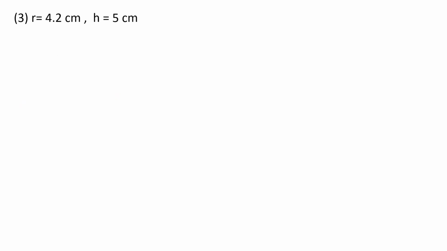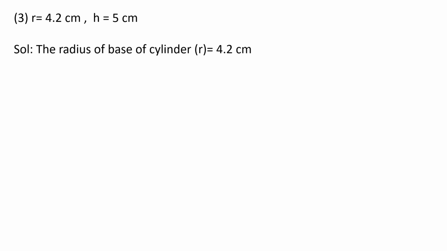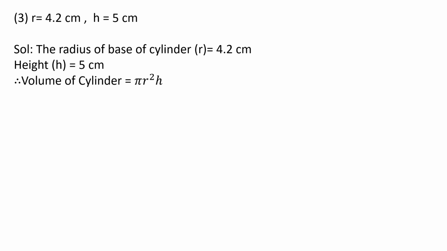Now in the third, the radius given is 4.2 centimeter and the height given is 5 centimeter. Now solution. The radius of the cylinder r is equal to 4.2 centimeter. Height given is h equal to 5 centimeter. Now we'll first write the formula. Therefore, volume of cylinder is equal to pi r square h.